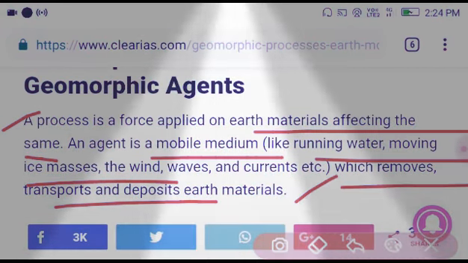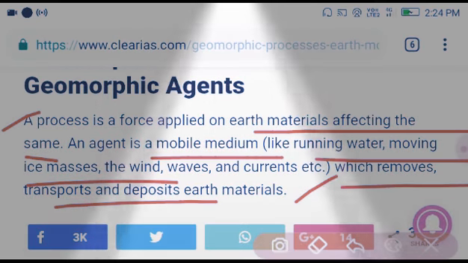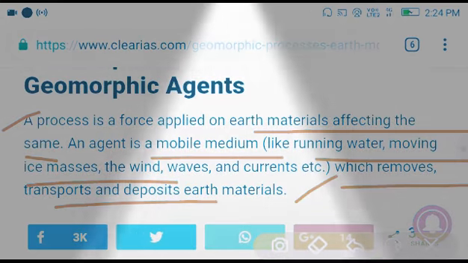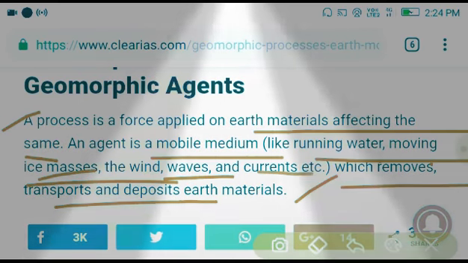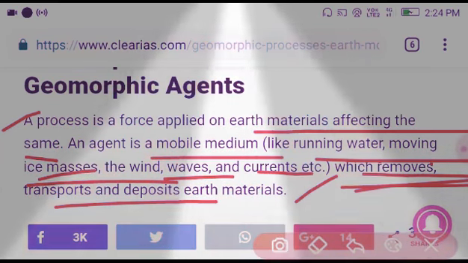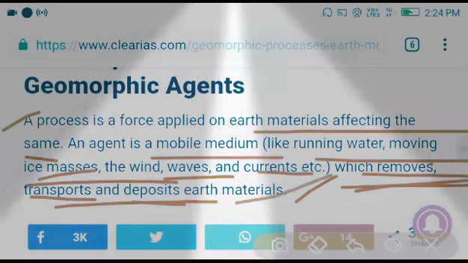So here you can see geomorphic process and geomorphic agent. A geomorphic process is a force applied on earth materials affecting the same. A geomorphic agent is a mobile medium like running water, moving ice mass, winds, waves, currents, etc., which removes, transports, and deposits earth material.